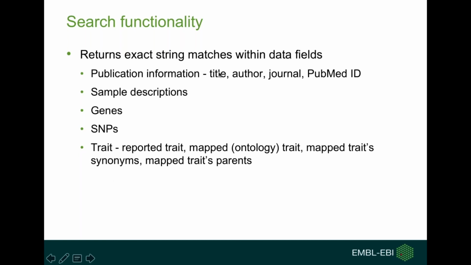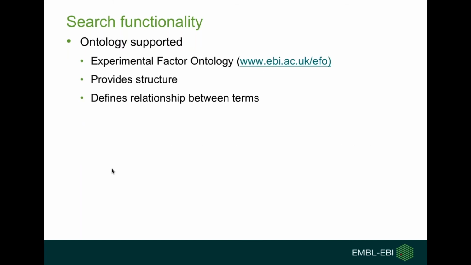So if it appears in the title, it will identify studies that have your term in the title, or if it provides the information, you will look at the field in your sample descriptions, or in your genes, or in your SNPs, or in your trait. So it's a very comprehensive search that the catalog does through all of the data fields included in the catalog.